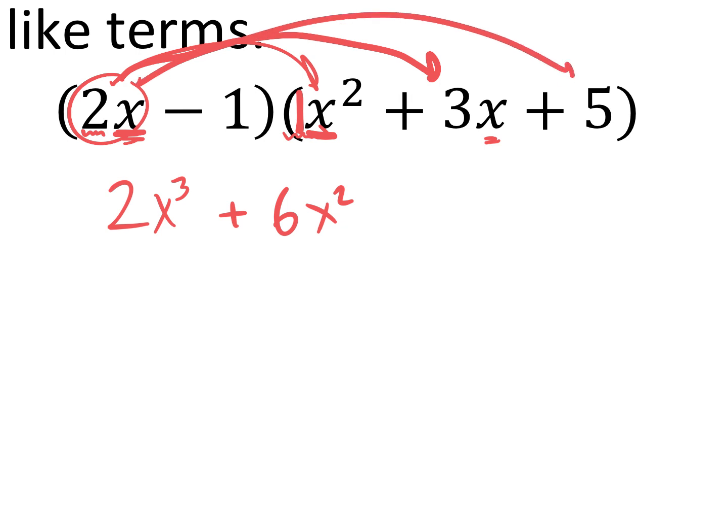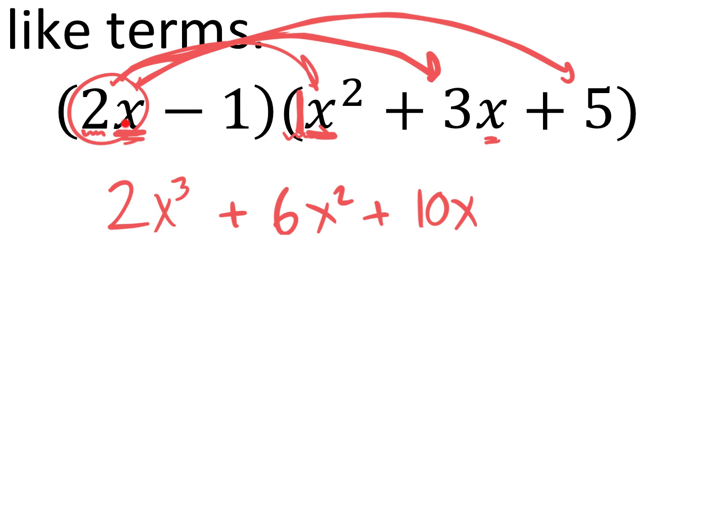And 2x times 5, that's going to be a positive 10x. By the way, I know normally when we multiply and we get a positive as an answer, we don't normally put the plus in front of there, but we have to because this is a polynomial, right? You got to separate your terms with those pluses or minuses.